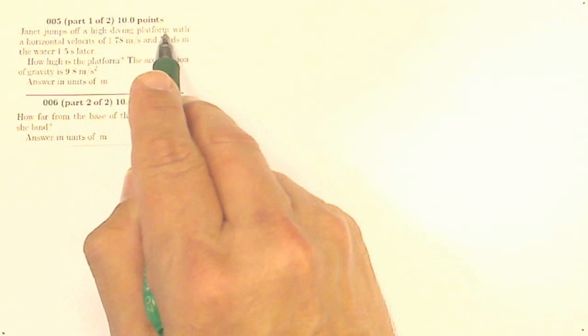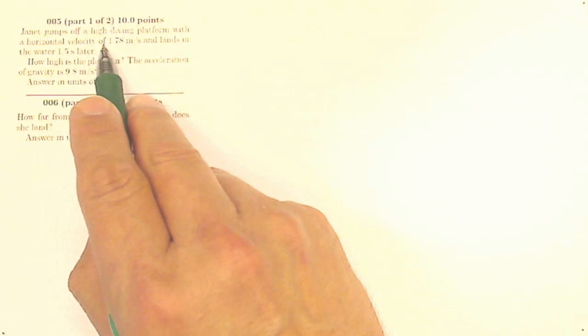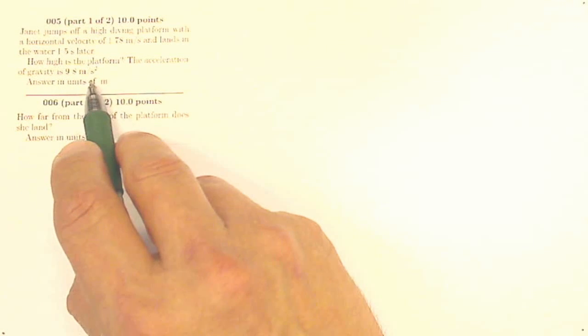This is AP Physics, Homework 2.6, questions number 5 and 6. Question 5 states, Janet jumps off a high diving platform with a horizontal velocity of 1.78 meters per second and lands in the water 1.5 seconds later. How high is the platform? The acceleration of gravity is 9.8 meters per second squared. It then asks, how far from the base of the platform does she land?